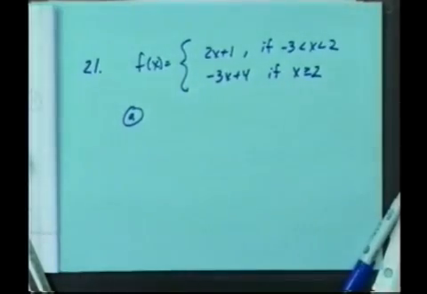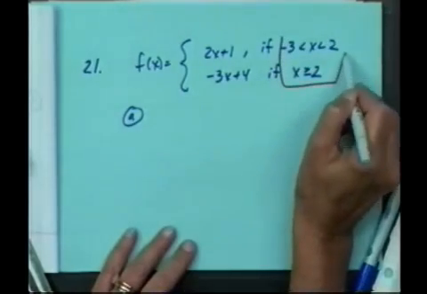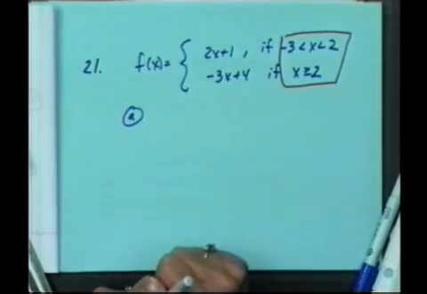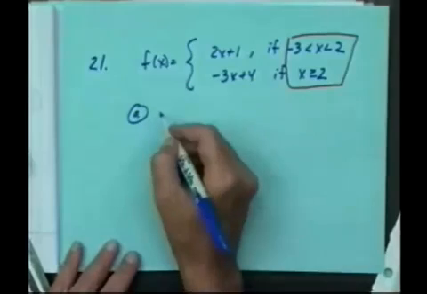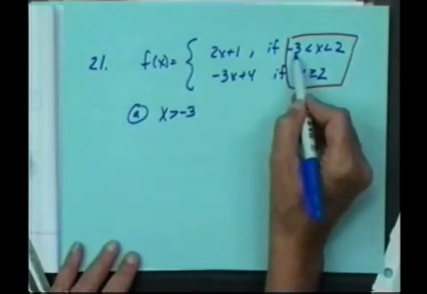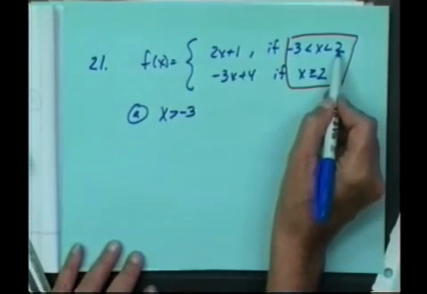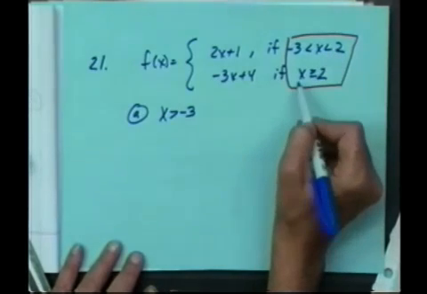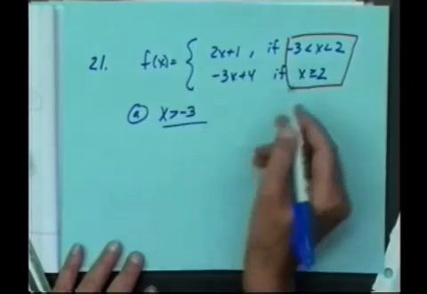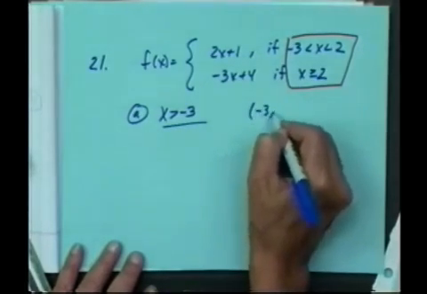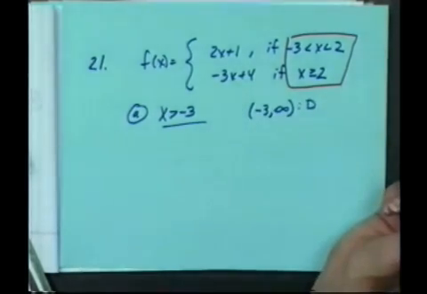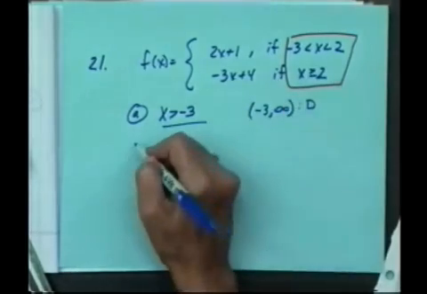You just look right here. It's going to tell you exactly what the domain is. All real numbers greater than negative 3. Because this says you're very close to negative 3, but that goes up to 2. It doesn't include 2, but then the next part is going to pick up at 2 and go on forever. So in interval notation, that's negative 3 to infinity. Okay, that's your domain. Is that good? You read it off right there.